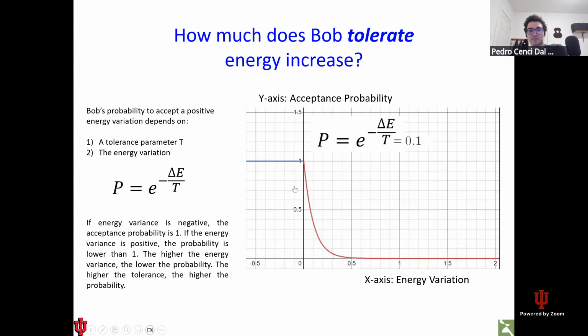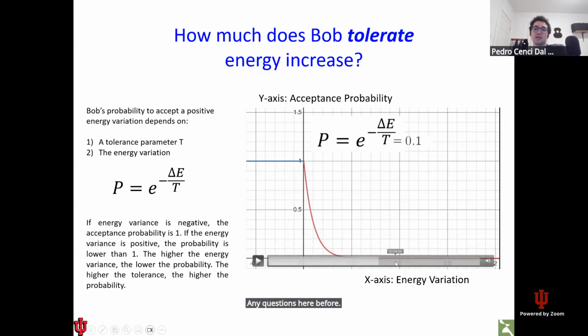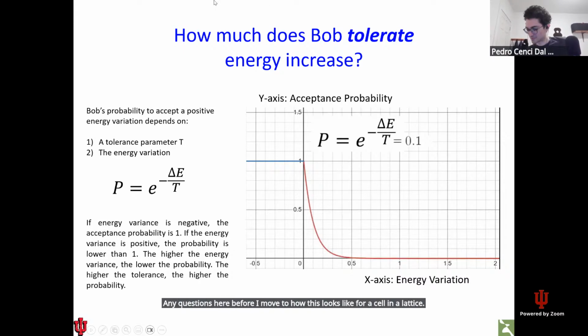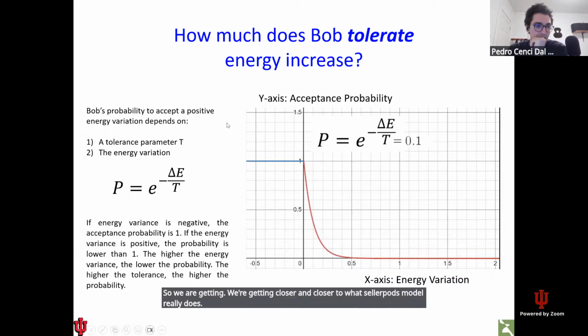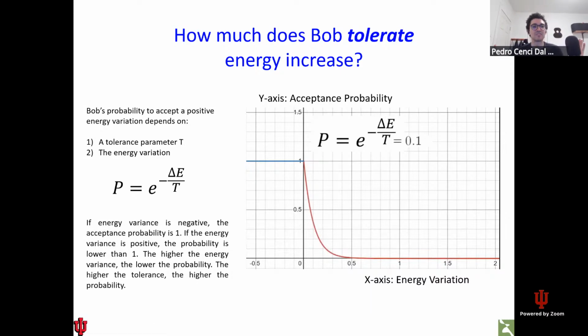Any questions here before I move to how this looks for a cell in a lattice? So we're getting closer and closer to what the Cellular Potts model really does. How are we determining the tolerance parameter? On what basis?